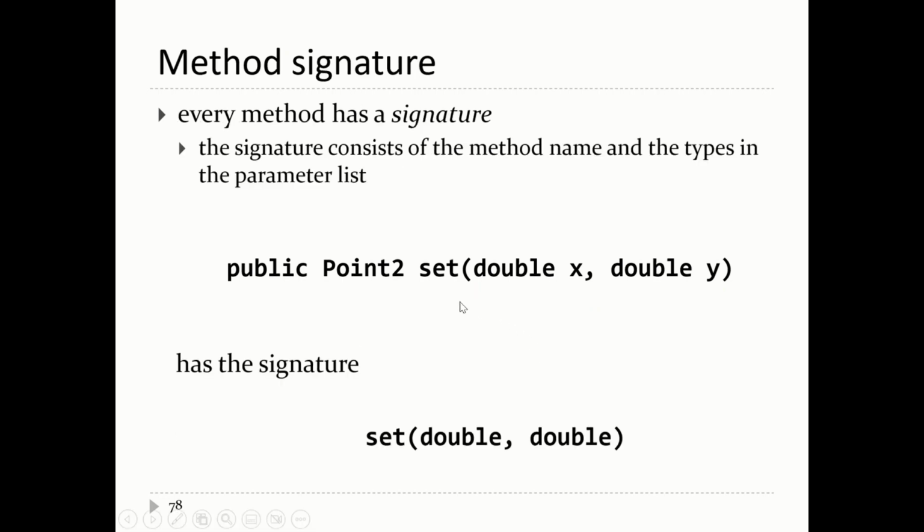In Java, the name of the method followed by the types in the parameter list is called the signature of the method. So the signature of set is set double double. The types of the parameters, you have to keep them in the same order. The signature turns out to be important in Java.